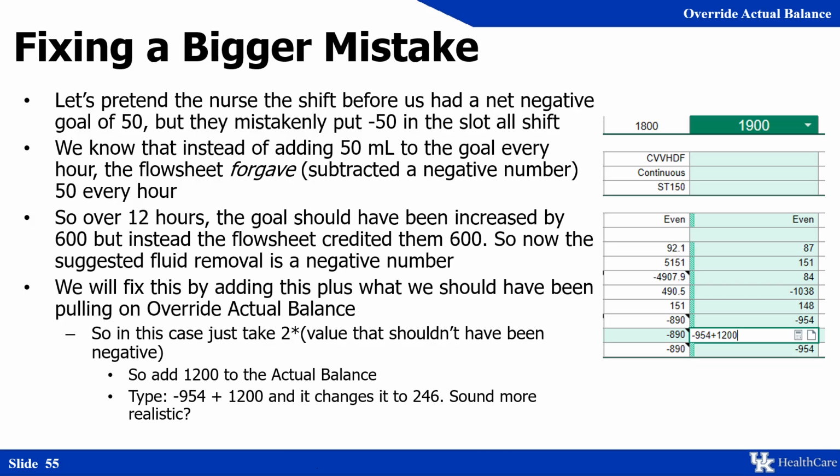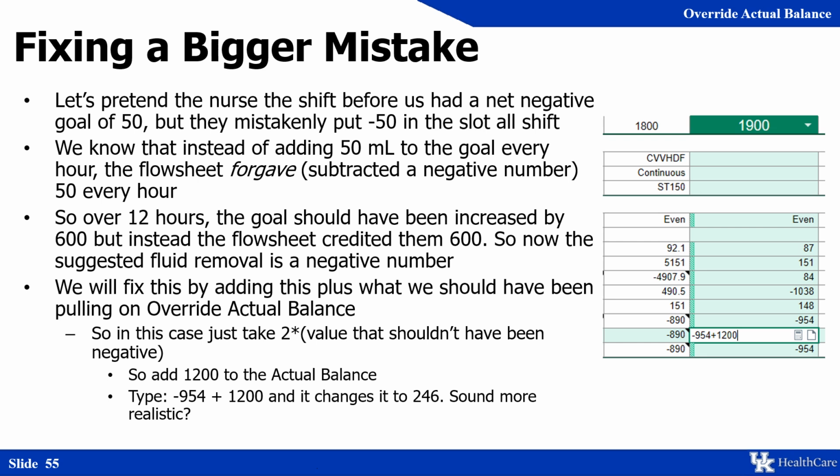As you see on our screenshot here, our actual balance is negative 954. We're going to add in the 600 plus the next 600 to get back to the negative goal, and so that's 1200. Once you hit enter, it's going to change that to 246.